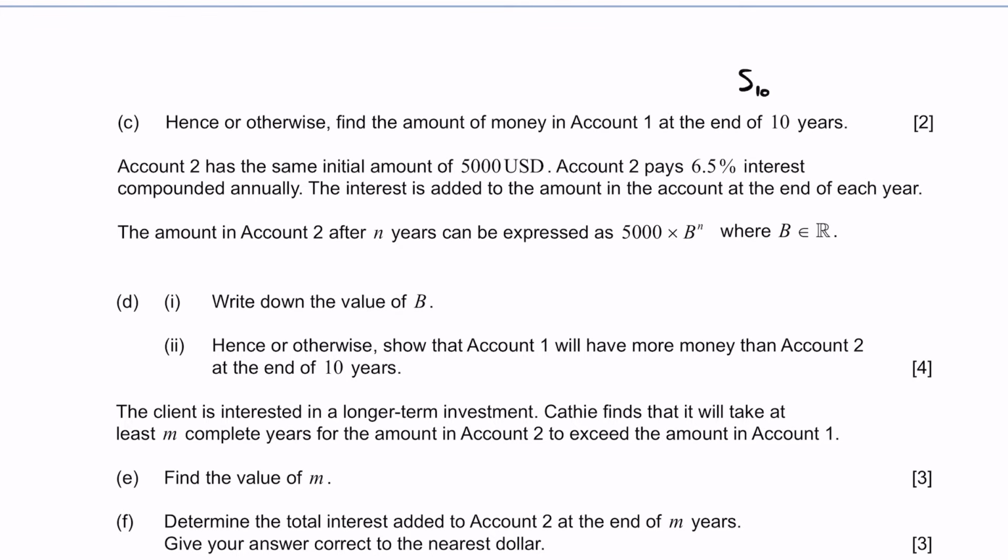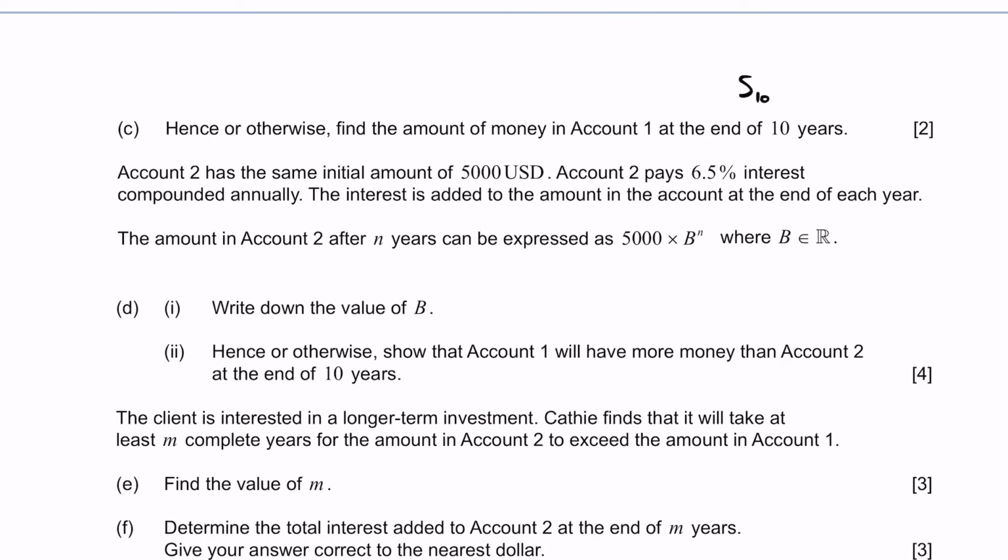Here we've got account 2 now. Account 2 has the same initial amount of 5,000 USD. Account 2 pays 6.5% interest compounded annually. The interest is added to the amount in the account at the end of each year. The amount in account 2 after n years can be expressed as 5,000 times b to the n, where b is an element of the real numbers. So that essentially means that b could be positive, negative, a fraction, a decimal, so on and so on. It doesn't need to be a whole number. All right, so part 1 of part D, write down the value of b.